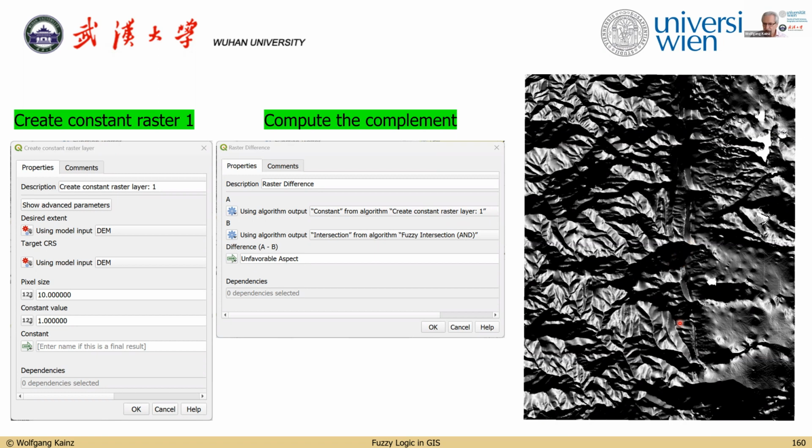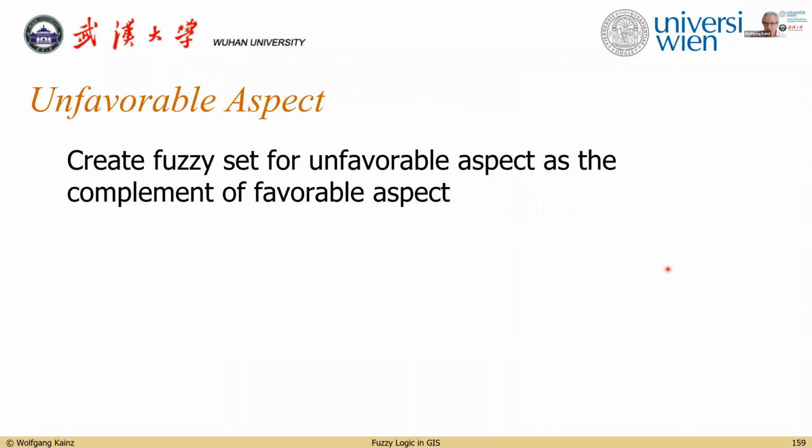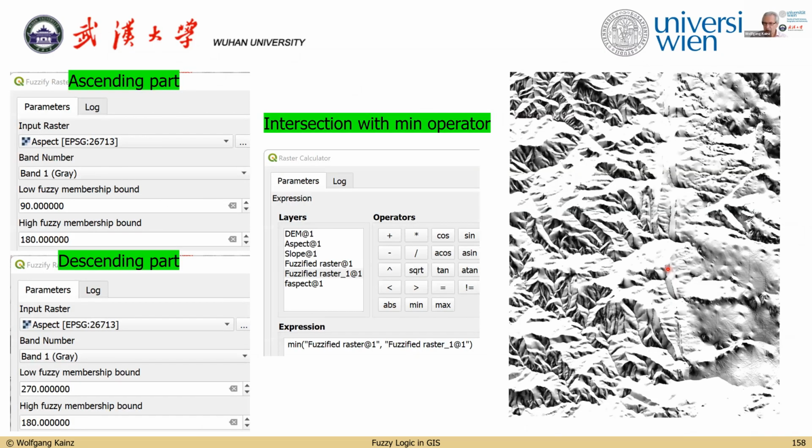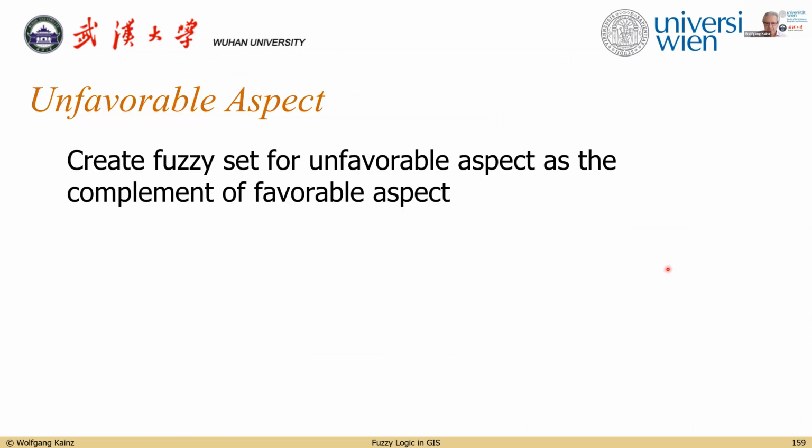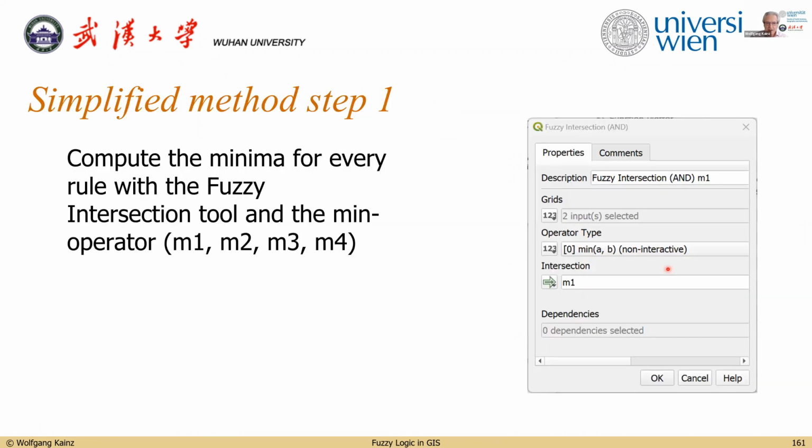So you can see here a lot of dark areas. These are all those areas that have a high membership degree to unfavorable aspect versus the favorable aspect that we have here. Okay, and then we need to apply our simplified method, meaning first we have to compute all those minima.